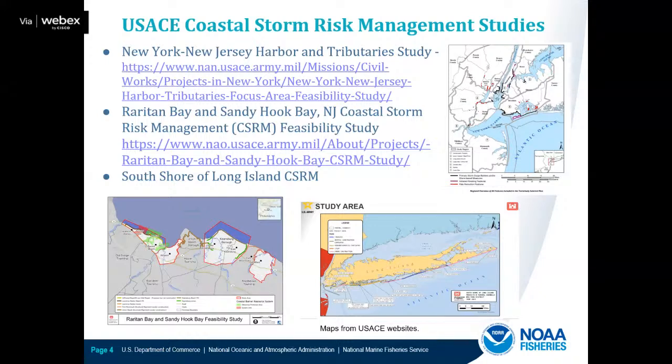Another update is to the Raritan Bay, Sandy Hook Bay, New Jersey Coastal Storm Risk Management Feasibility Study. And this one is being undertaken by the Norfolk District of the U.S. Army Corps of Engineers on behalf of the New York District. They spread the workload out. We don't have too much new information on this one. There haven't been any additional informational meetings or interagency meetings, but we were told that the study has been expanded to include neighboring towns, including Keyport and Belford, in addition to Keansburg, East Keansburg, Laurence Harbor, and Cliffwood Beach. So they're really just making that study area bigger.